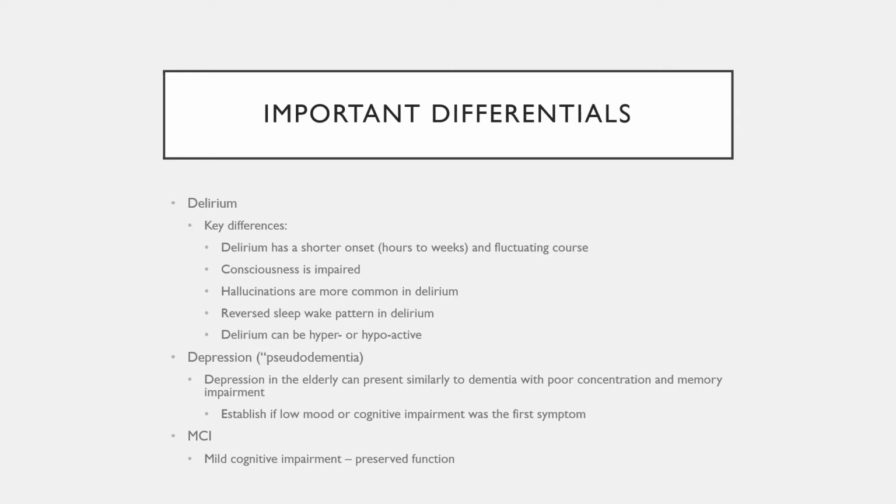And then finally, just want to be aware of is mild cognitive impairment. So that's when the person does have a measurable cognitive impairment, but the function is preserved. So they don't really meet the criteria for a dementia. And some of these will go on to develop dementia, but others won't.